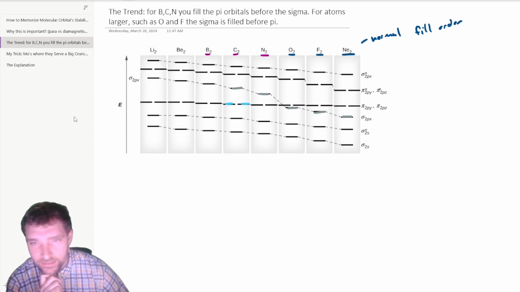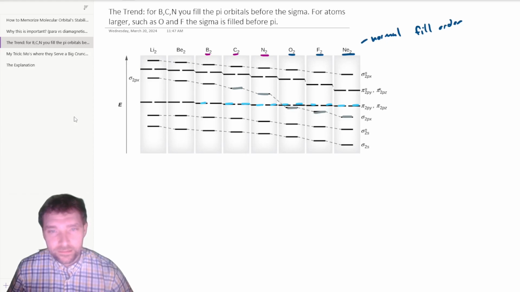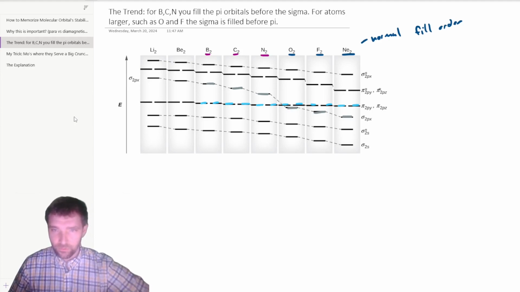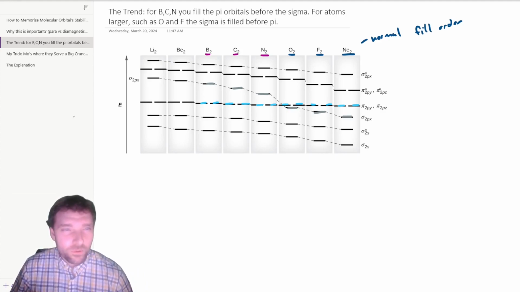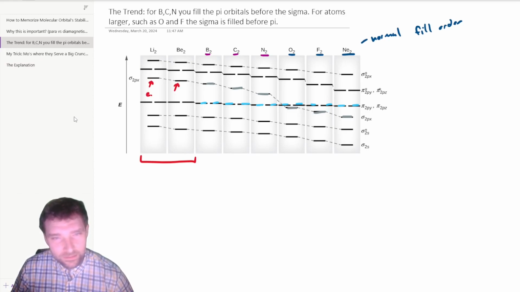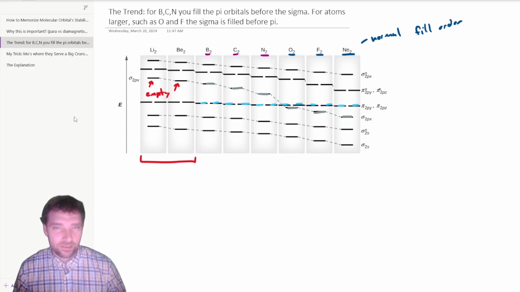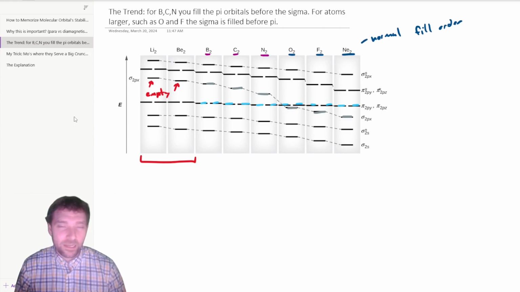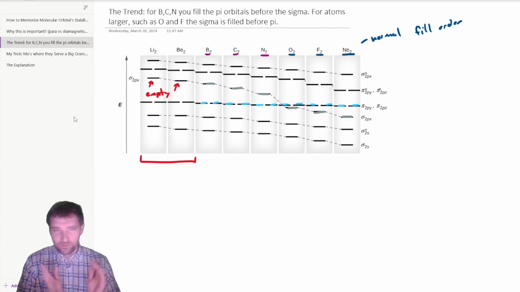So we've got the 2 pi here and 2 pi there, and you can see for C and N and B that you're going to be filling in your pi's before your sigma, so that relates to the trick. What's a little bit weird if you're looking closely is, what's going on with these? Well, these should be empty. You don't usually fill those with electrons anyways when you're doing lithium or beryllium, because they don't have enough electrons, they're not going to fill those orbitals. And so you don't even worry about filling those in.